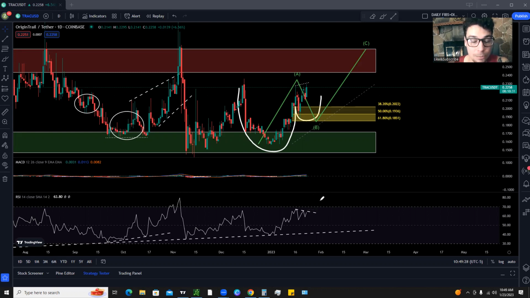So just stay on the lookout for that. If we keep rejecting this trend line, and then we come back down here and test our bullish divergence trend line and break that, again, those are the signs that we could be getting a move to the downside. Now, I want to zoom out a little bit.